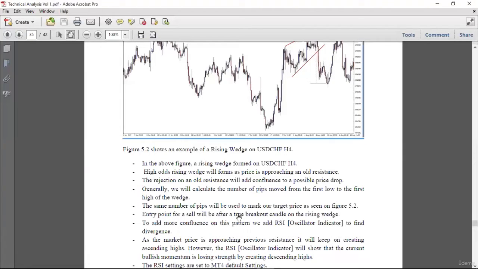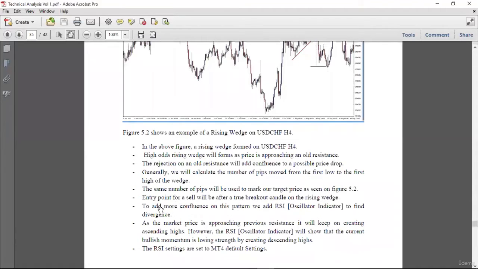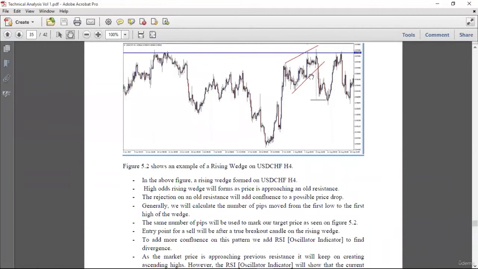Entry point for a sell will be after a true breakout candle on the rising wedge. So we need one candle to close below. We don't need to consolidate away as long as it closes below. Then we can sell on the next one. You can also wait for a retest of the broken trend line.